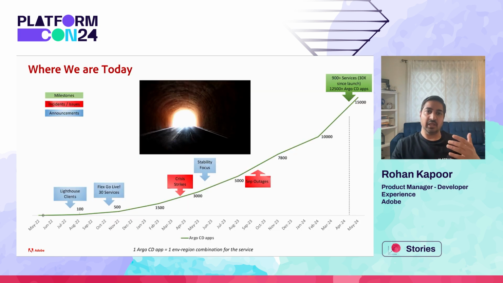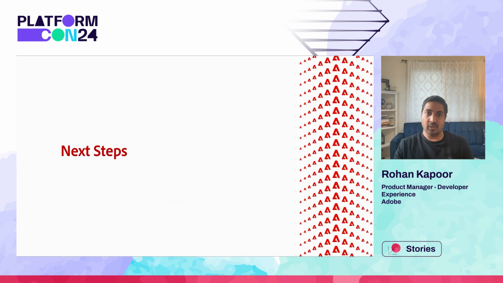So this is where we are at today. Our overall services have grown by 30x, from 30 to 900, and we have over 12,500 Argo CD apps, which is phenomenal considering where we were. Figuratively speaking, I can say that we are now seeing the light at the end of the tunnel. So what's next?